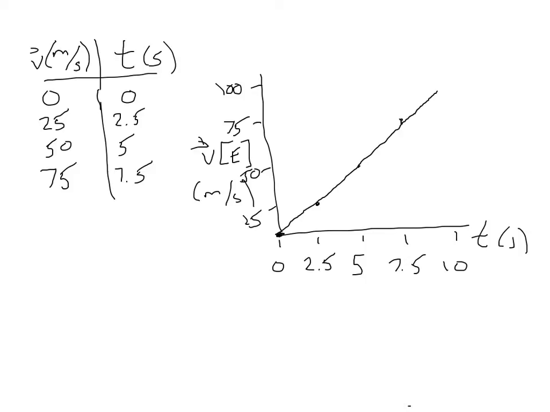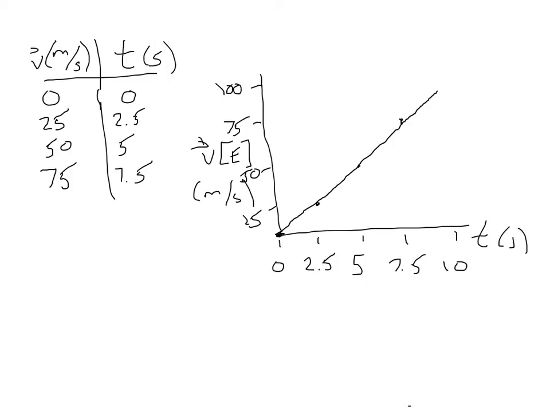Now what does it mean? First of all, it's diagonal with a positive slope, so I know that I'm going east. It's in the positive quadrant, which means I'm going east. I've selected east as my positive frame of reference. It also means that my velocity is increasing at a constant rate. So for every second of time, my velocity is increasing by the same amount.